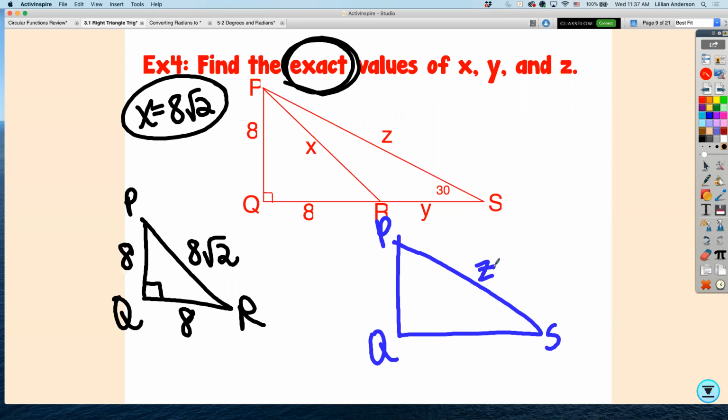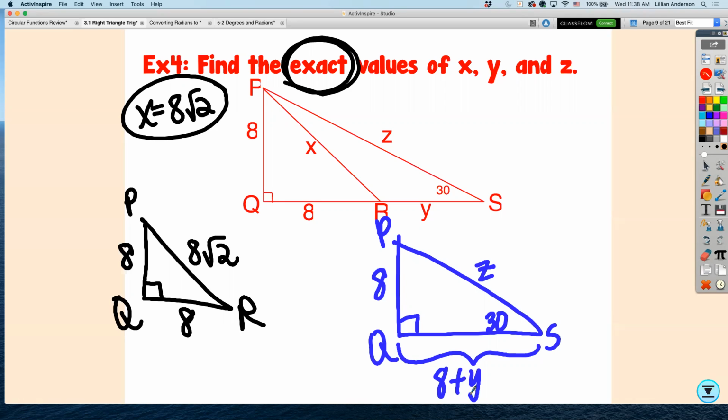where this is z, this is 90, I know this is 8, and this is 30, and then QS, how can I represent QS? You mean like a variable or like 8 plus y? 8 plus y. Spot on. Okay, so 8 plus y.